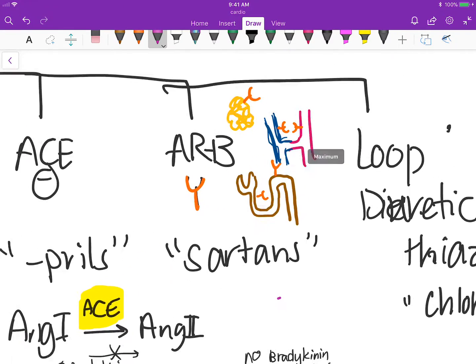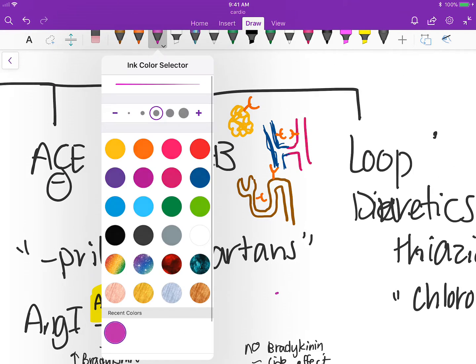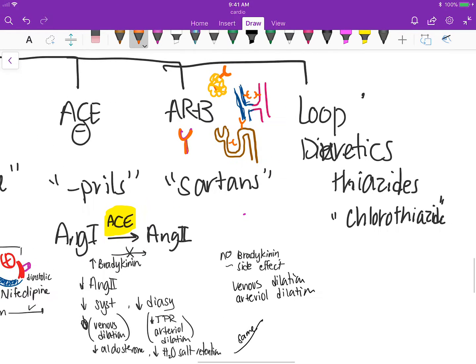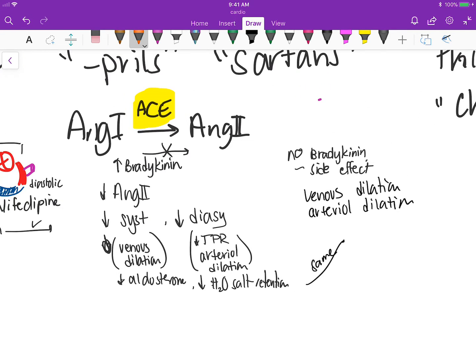Remember that angiotensin receptors, I have put angiotensin receptor in orange right here. So angiotensin receptors are in the kidney, they are in the vein, they're in the arteries, they're in the adrenal cortex. This yellow organ is adrenal cortex or adrenal gland, which produces aldosterone. So you pretty much decrease venous return, so you decrease systolic and diastolic both. You decrease the aldosterone, so you decrease salt and water retention, like it says right here.